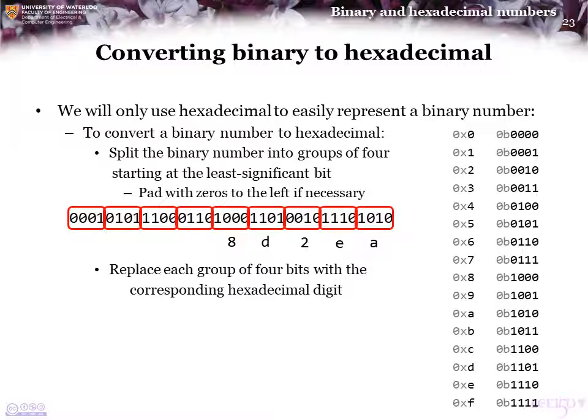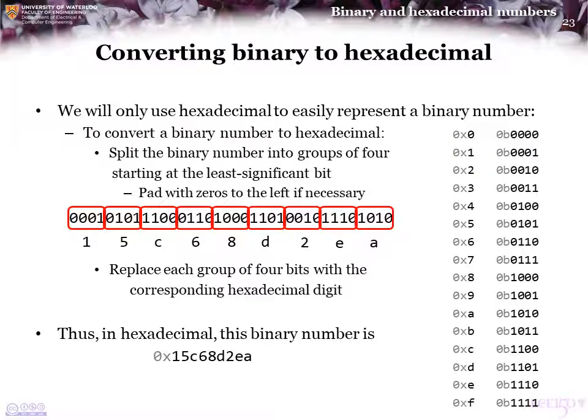0110 is 6. 1100 is C. 0101 is 5. And 0001 is 1. All right, so that binary number we had written down can be more compactly written as the hexadecimal number 15C68D2EA.